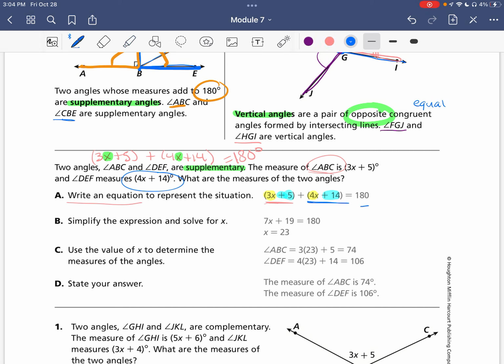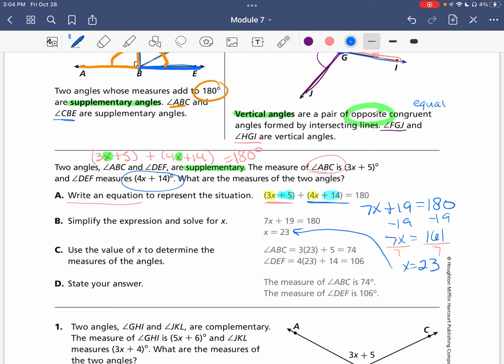Now we have 7x plus 19 equals 180. We subtract 19 from both sides. So now we have 7x equals 161. Because we are multiplying, we're going to divide both sides by 7, and we'll get x equals 23, which is what they have right here. So now we know the value of x.